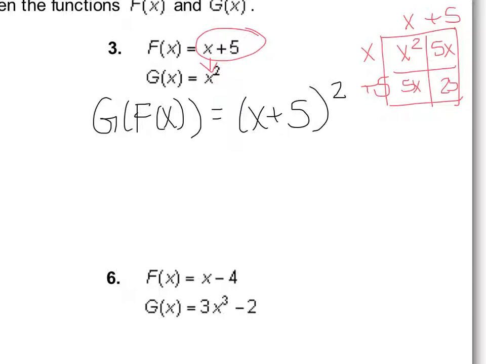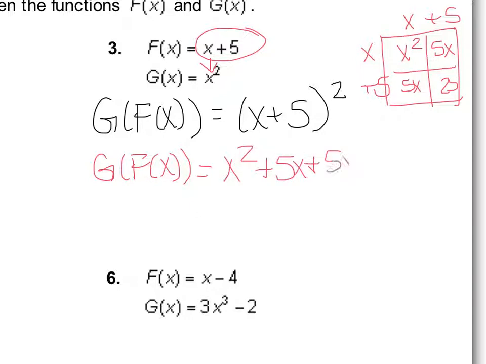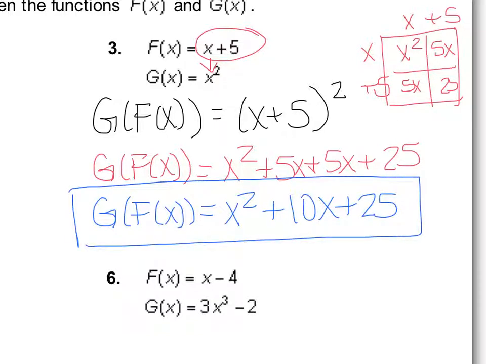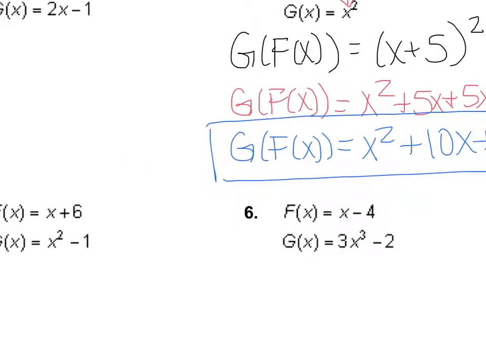X times x is x squared, 5 times x is 5x, 5 times x is again 5x, and 5 times 5 is 25. So that gives me that g of f of x equals x squared plus 5x plus 5x plus 25. And I can combine my 5x's together to give me x squared plus 10x plus 25. And that would be my final answer for g of f of x.